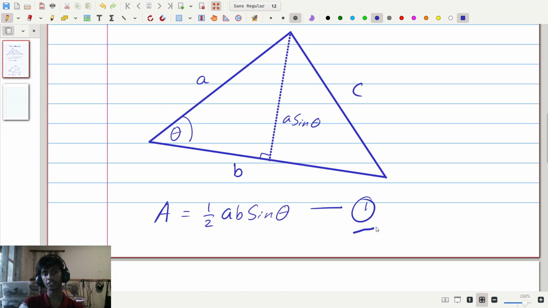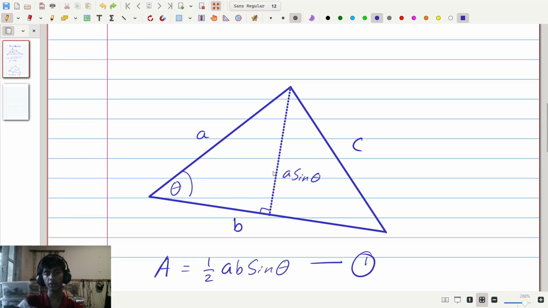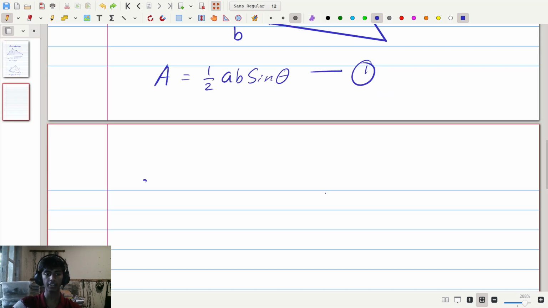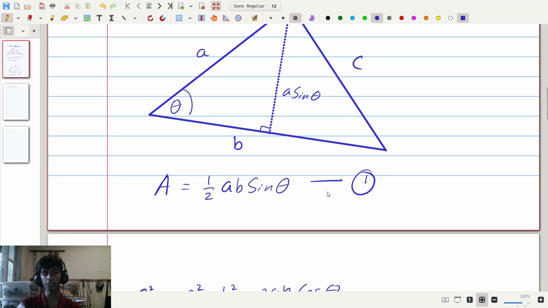We're going to label this equation 1, and then we're going to consider the cosine rule for this triangle. We're going to consider the cosine rule with this being the angle of focus. So here the cosine rule states the opposite side to the angle squared is equal to one side squared plus the other side squared minus 2 times the product of the two sides times the cosine of this angle. So what I mean by that is that the cosine rule states that c squared is equal to a squared plus b squared minus 2ab times the cosine of theta. This is what the cosine rule states.